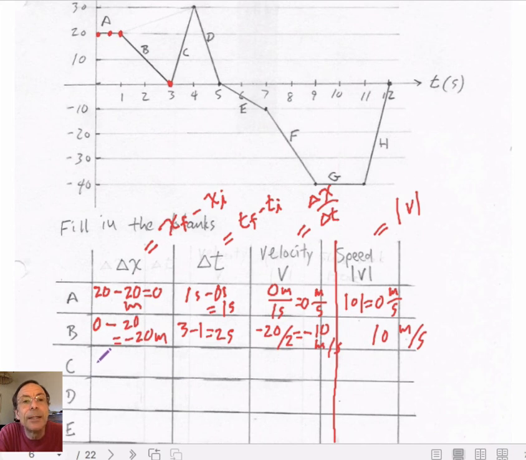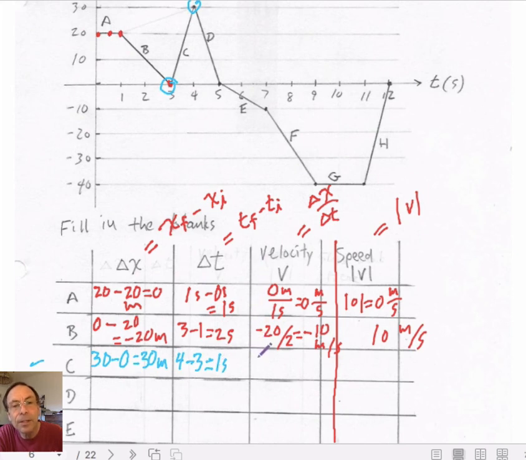So for C, we have delta x. Okay, so the final position is 30. Here, let's do this with a different color just to clarify things. Okay, so here we're doing C. So the final position is 30. The initial position is 0. So we get 30 meters. For the elapsed time, the final time is 4 and the beginning time is 3. So we have an elapsed time of 1 second.